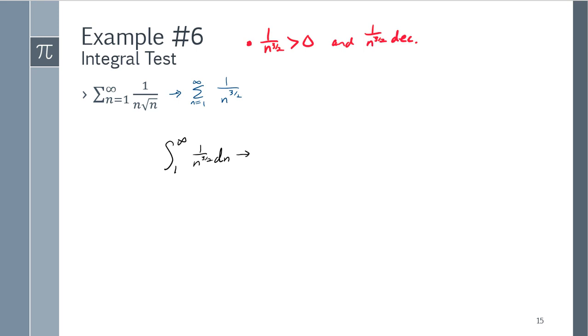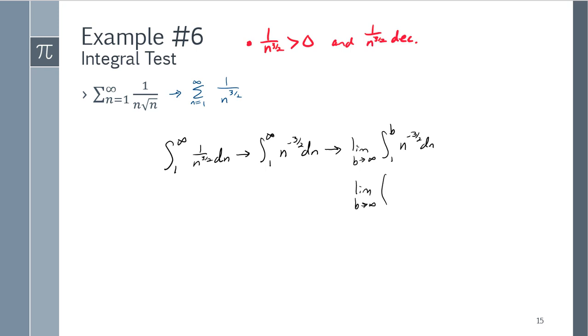So this is the integral from 1 to infinity of n to the negative 3/2 dn. Infinity is not a real number, so I need to replace it and say I'm going to do the limit as b goes to infinity of the integral from 1 to b of n to the negative 3/2 dn. Remember, evaluate the integral, then worry about the limit. So I'm just holding on to my limit here.